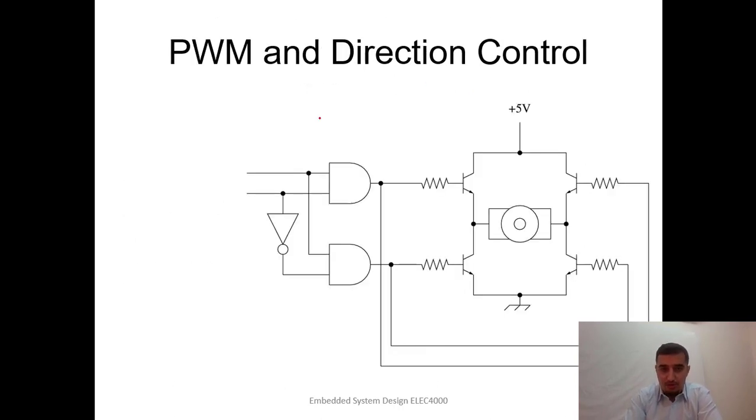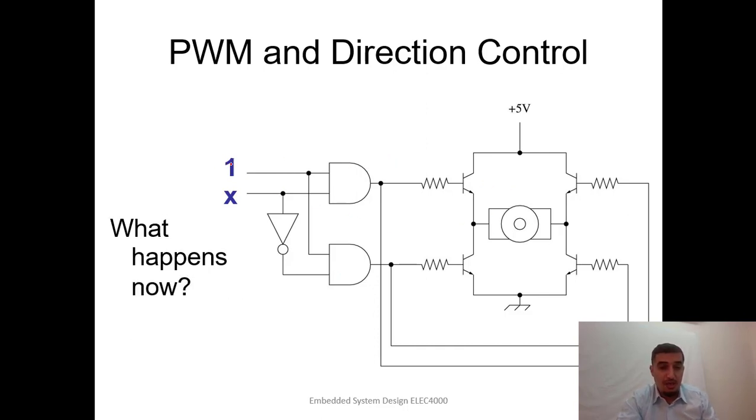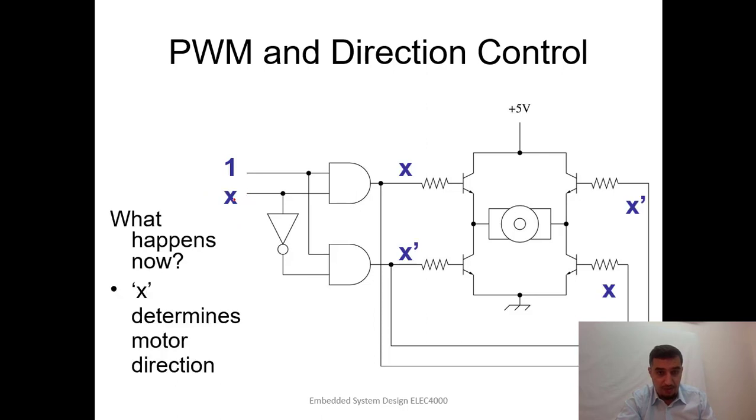So in order to do that, we have 2 inputs. One input is for the direction, the other input is used for the speed. So if I put 0, and remember these are AND gates, 0 means 0 here and 0 here, so nothing is working. Now if I put 1, the output depends on X. So this is X complement and this is X.